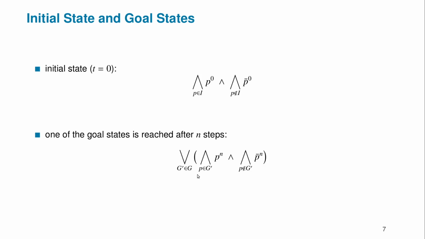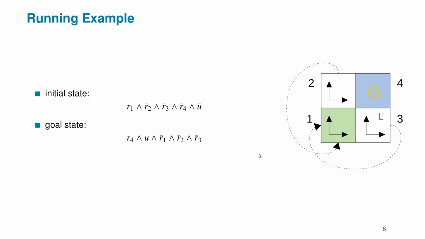And for one goal state, the encoding is similar to that for the initial state. If we want to reach a goal state after n steps, then all variables that occur positively in the goal state have to be true, and all variables that do not occur in the goal state have to be false at time point n. Now, how does this look for our example?